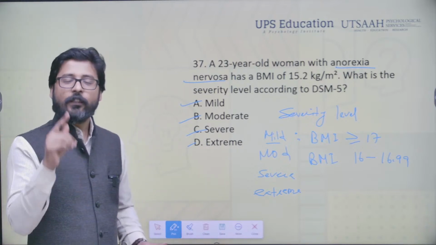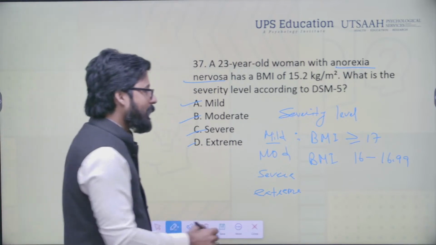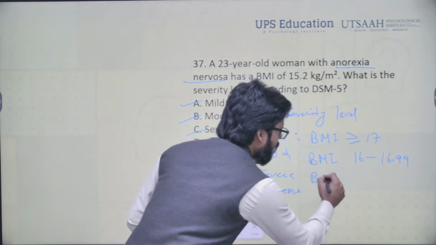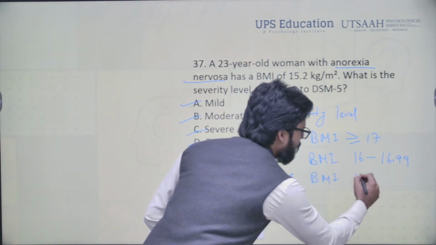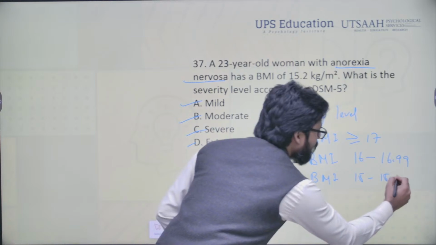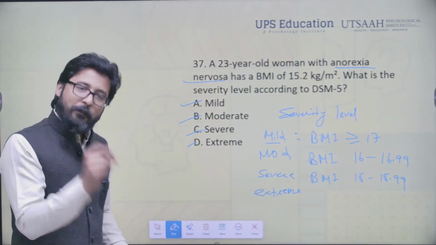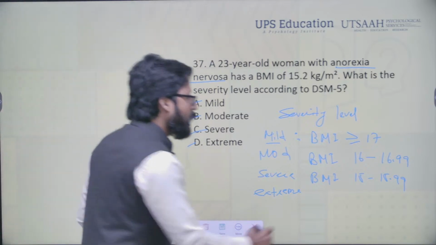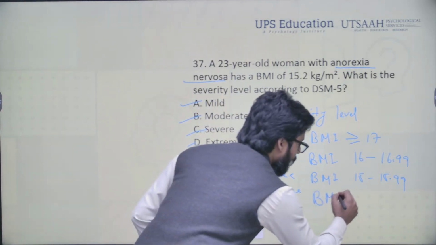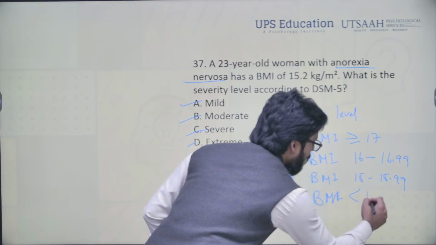And severe will be between 15 to 15.99. BMI must be between 15 to 15.99. That will be severe. And extreme will be when BMI is less than 15.